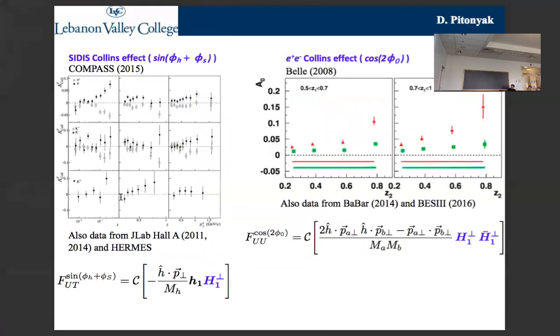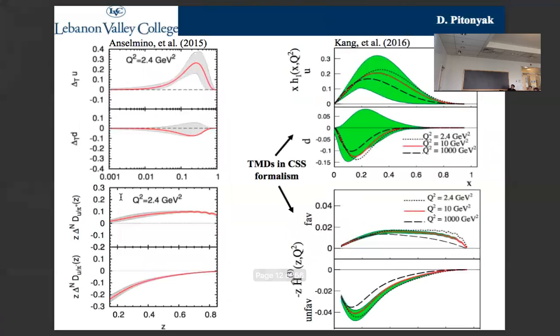And then we have the Collins effect in SIDIS and e+e-. We've seen data on this and talked about this as well, that if we look at both of these observables, we can do a simultaneous fit of the transversity function and the Collins function. And this has been done again by several groups. Here are some more recent results for transversity and the Collins function. Again, this work by Zongbo and Alexei and collaborators was done within the CSS formalism.